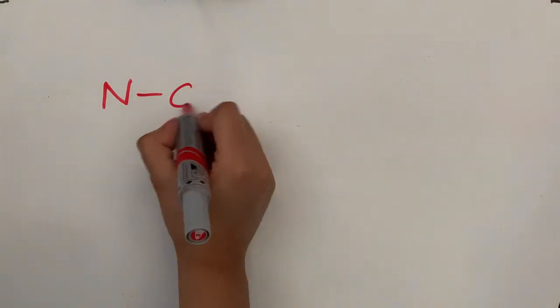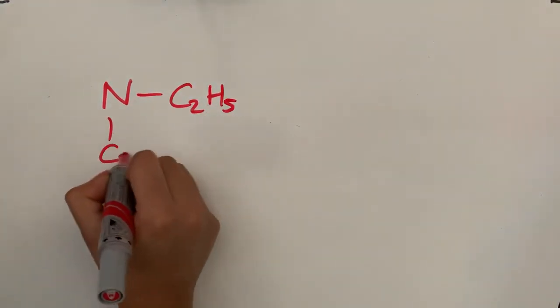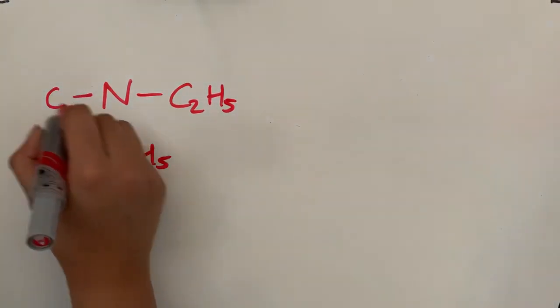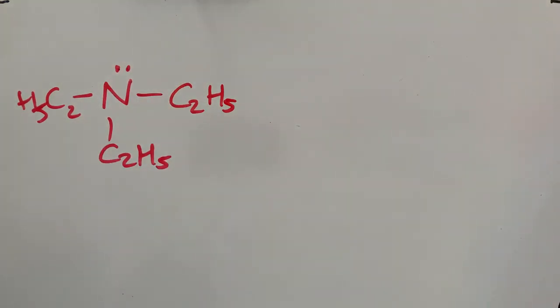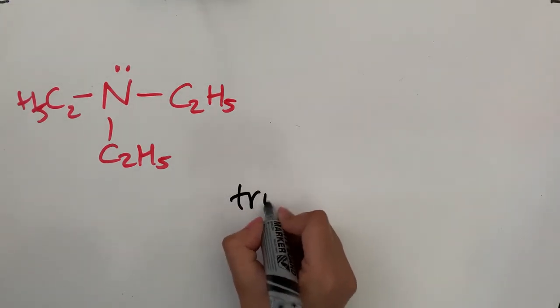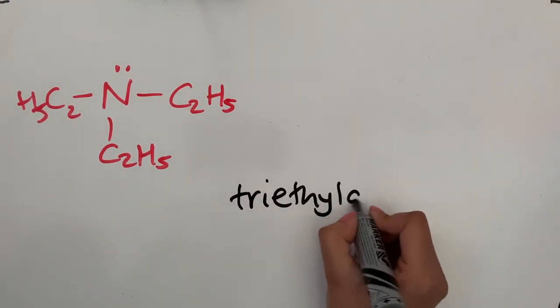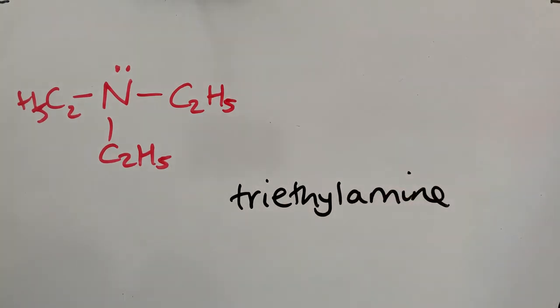Let's do a tertiary amine, and I'm going to go for something simple to start off with. I'm just going to put all groups to be the same, so they're all ethyl groups. This one should be fairly straightforward. It is just triethylamine.